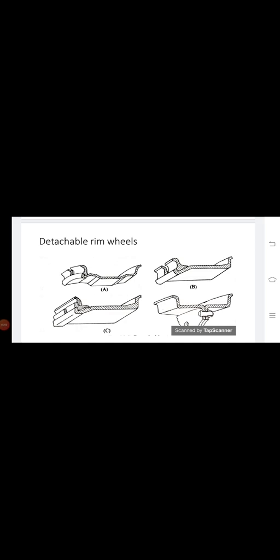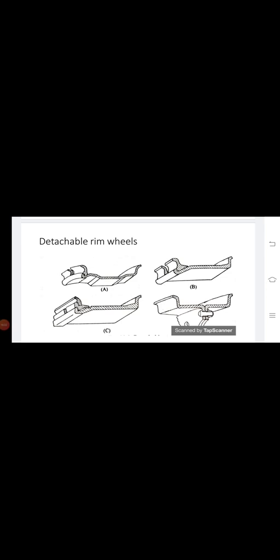And number C is the wide base three pieces rim, and this kind of rim contains one fixed flange integral with the rim base, one detachable endless flange, and a separate flange retaining split lock ring. These three pieces are linked by this split lock ring.